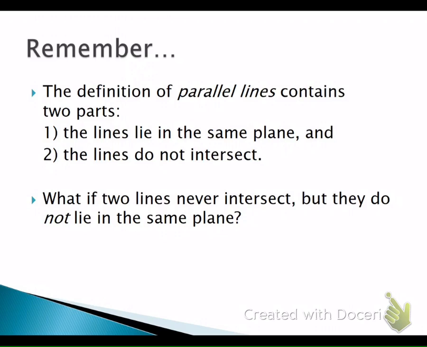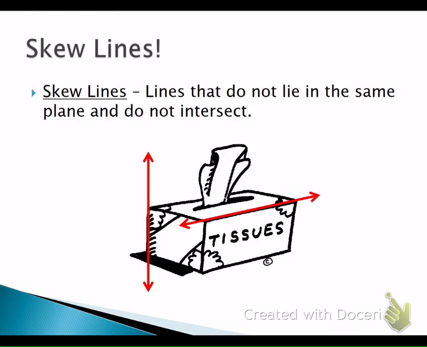So this is just saying that, remember, to be parallel, they have to not intersect, but also be on the same plane. This is what it's called when they don't intersect, but they're not on the same plane. These are skew lines. Once again, this is one you do have in your notes somewhere, but this is one that everyone always forgets, so I do want you to write this one down.